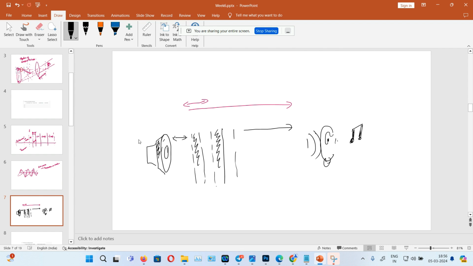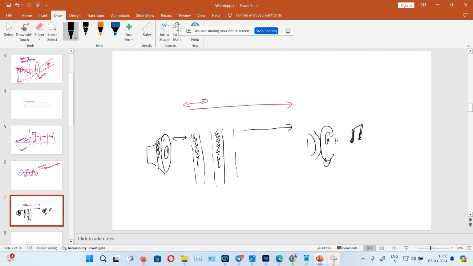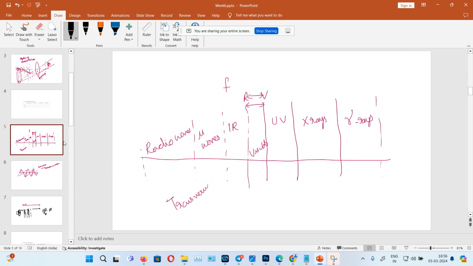And what is being used in this? Now let's go to the question. What wave is used in diagnostic ultrasound? Actually there is a hint in the question itself. What is meant by ultrasound or an ultrasonic wave? From our human perspective, we see everything in nature in terms of our perception. So we are seeing electromagnetic waves; how are we seeing them?